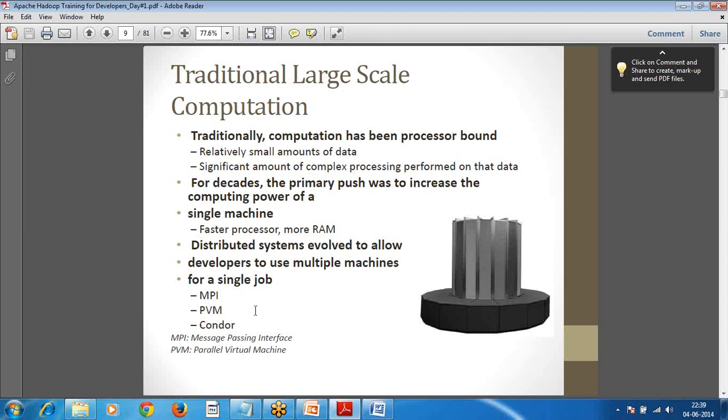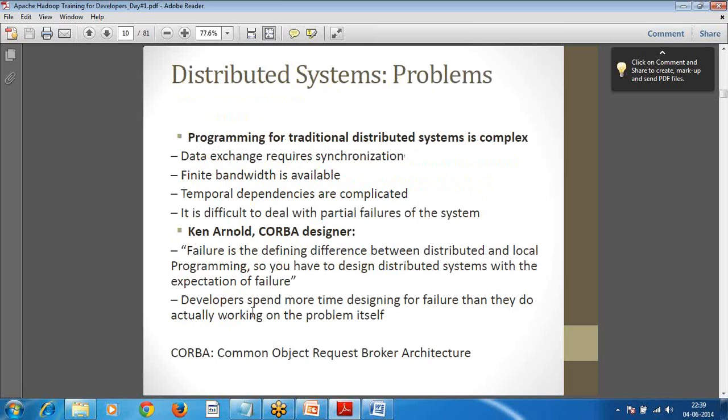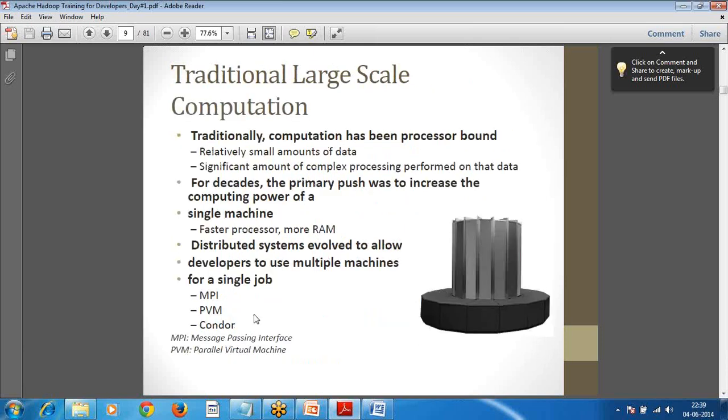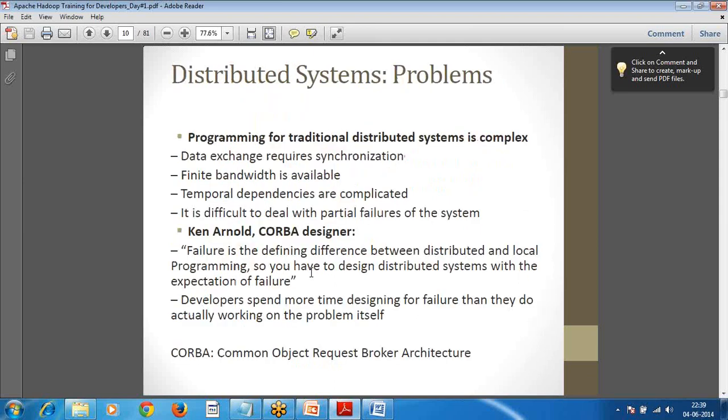Moving on to the next slide. In the previous slide we talked about the traditional large-scale computation systems, and we also spoke about distributed systems. Now when people started using distributed systems, they started facing problems with those too. So let's discuss what the problems were.